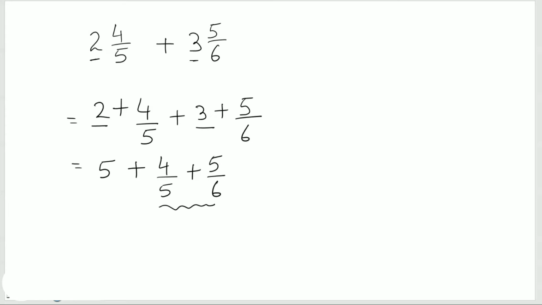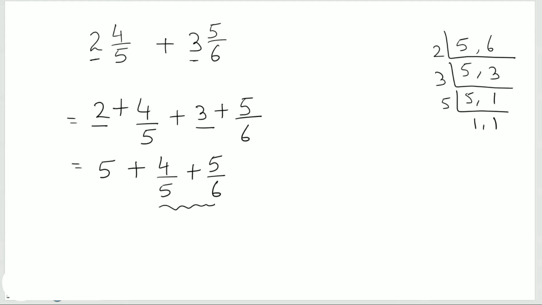To add these, we see that the denominator is different. So we need to first make the denominator same. So first find out the LCM. The LCM of 5 and 6 is 30. There are different ways you can find the LCM. I'm using the common division method. So you see 2 times 3 times 5. So 3 2s are 6, 6 5s are 30. So this is my LCM.